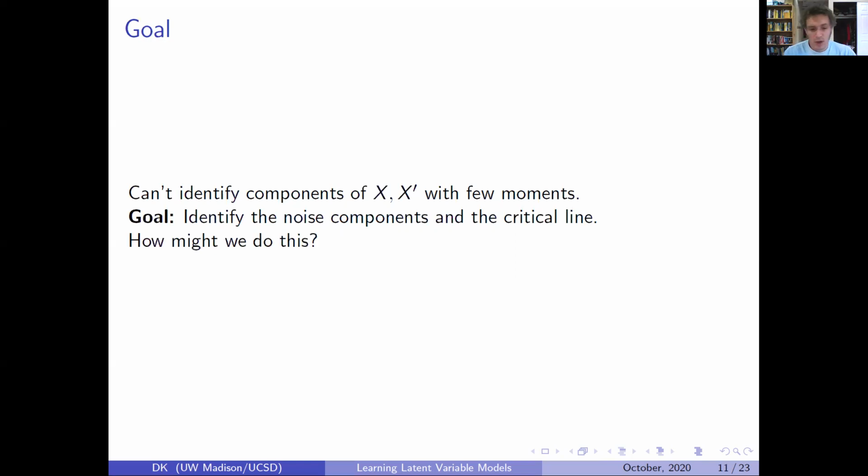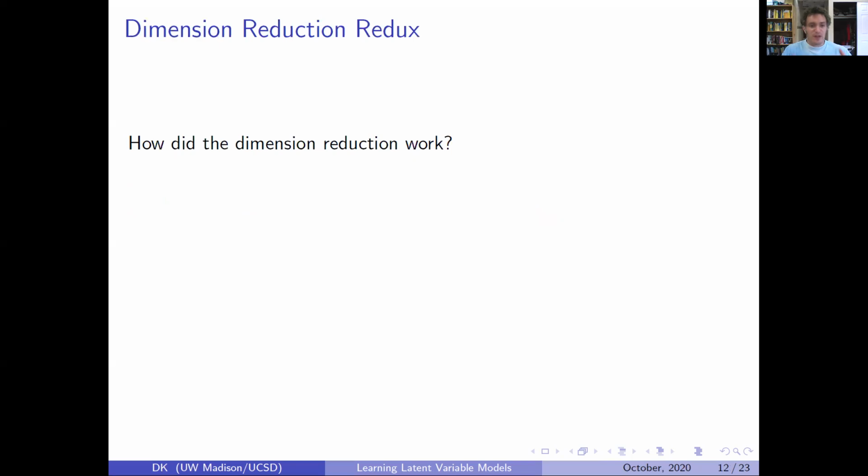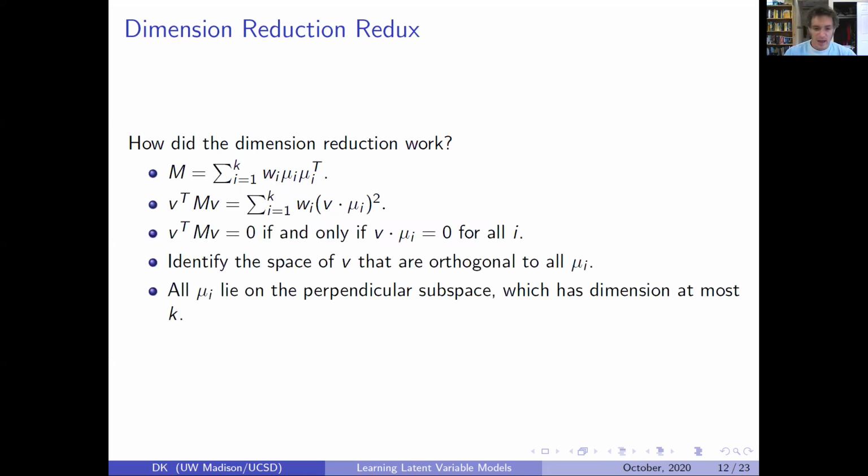So that's our goal. The question is, how do we do this? To get a feel for that, let's take another look at this dimension reduction technique. We have this matrix M, which is the sum of w_i mu_i mu_i transpose. If you compute v transpose M v, this is the sum of w_i times (v dot mu_i) squared. And you'll note that this is 0 if and only if v is orthogonal to mu_i for all i.